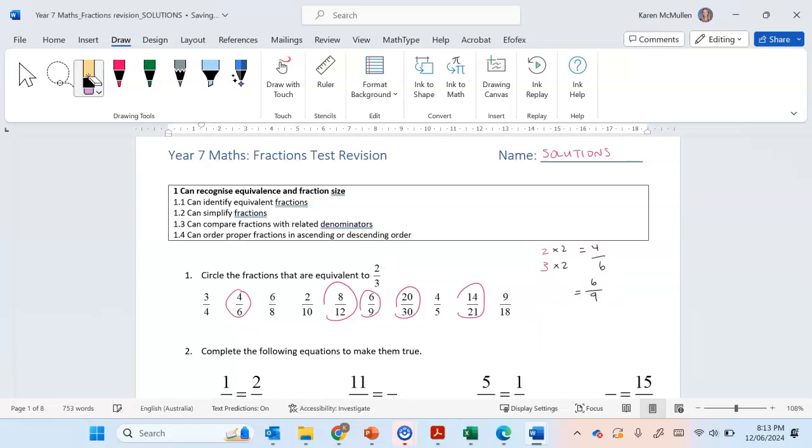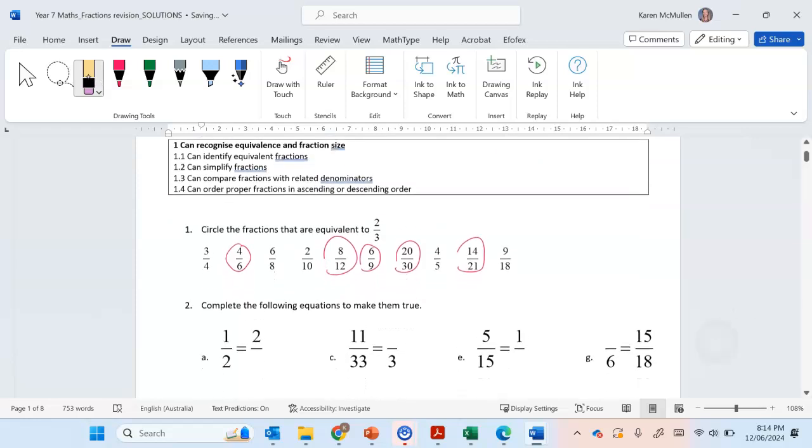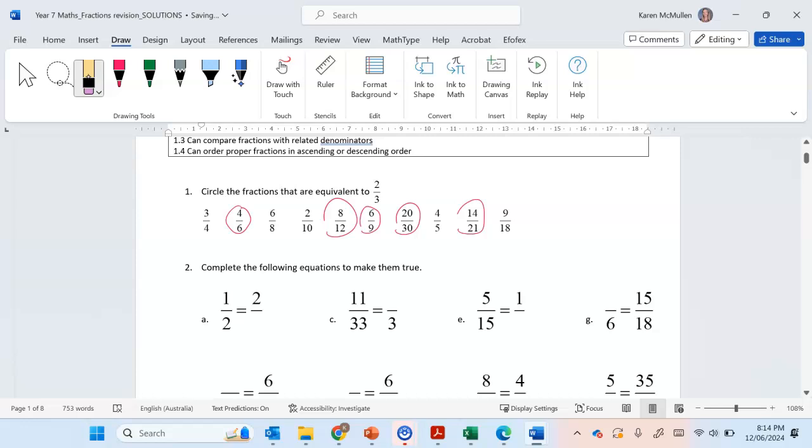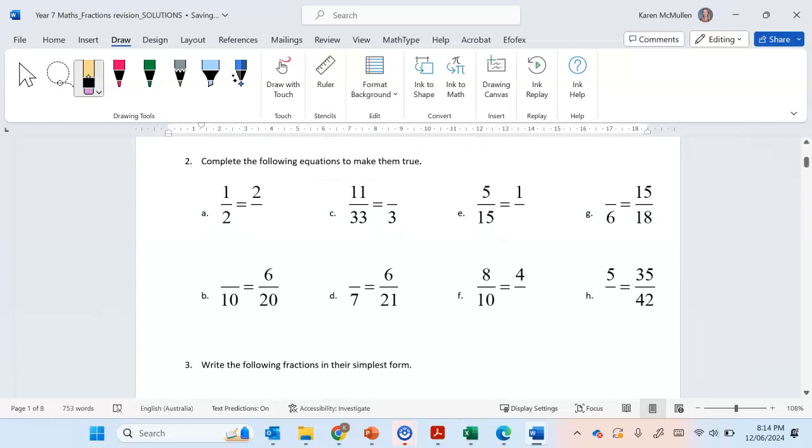All right, I'm just going to delete all that because I want to use these as my solutions. Okay, they're equivalent fractions. They all equal exactly the same thing. They're just like the same fraction, just wearing a little bit different makeup or a different outfit, but exactly the same fraction. All right, question number 2.